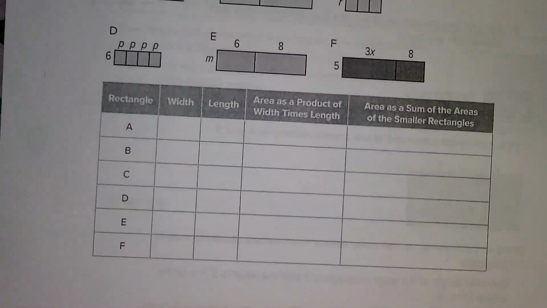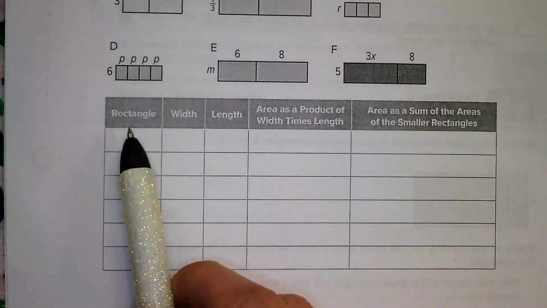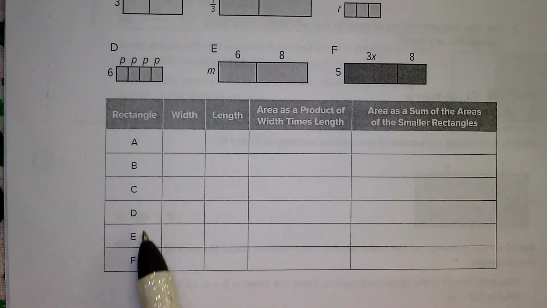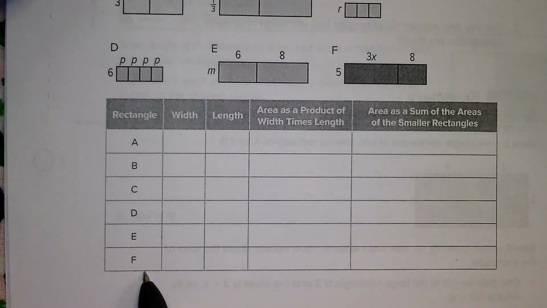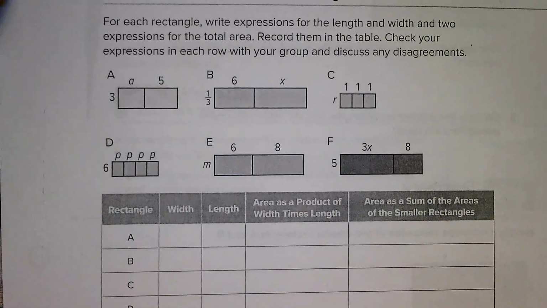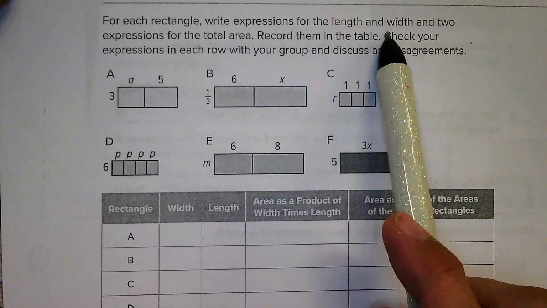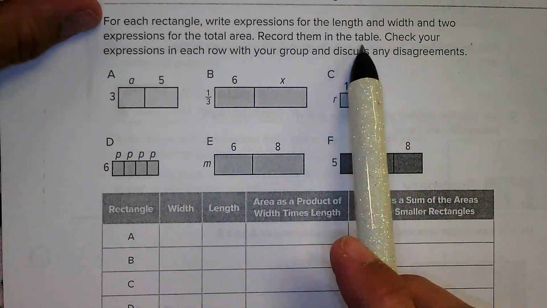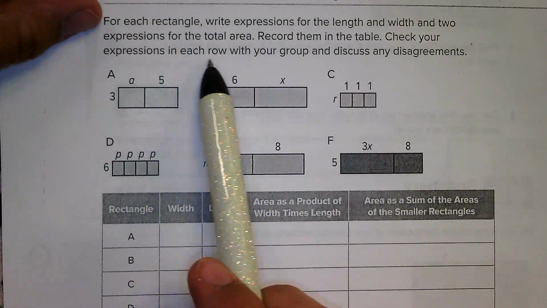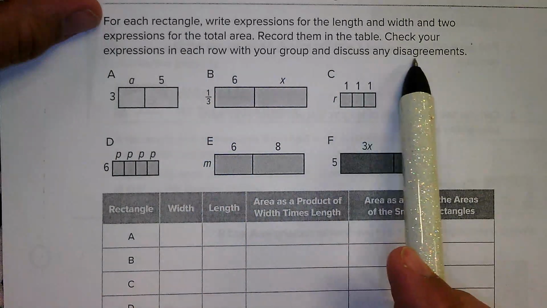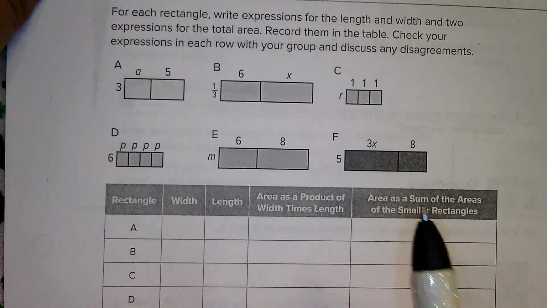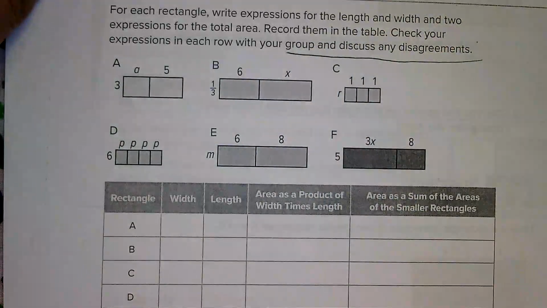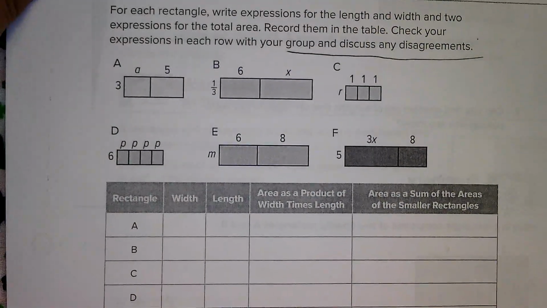Here's the next section on the activity. Find this on yours. So you've got the graph with rectangle A, B, C, D, E, and F. It says for each rectangle, write an expression for the length and width and two expressions for their total. Record them in the table. Check your expressions in each row with your group and discuss any disagreements. We're not doing this discussion with your group. We'll discuss that together when I see you tomorrow.